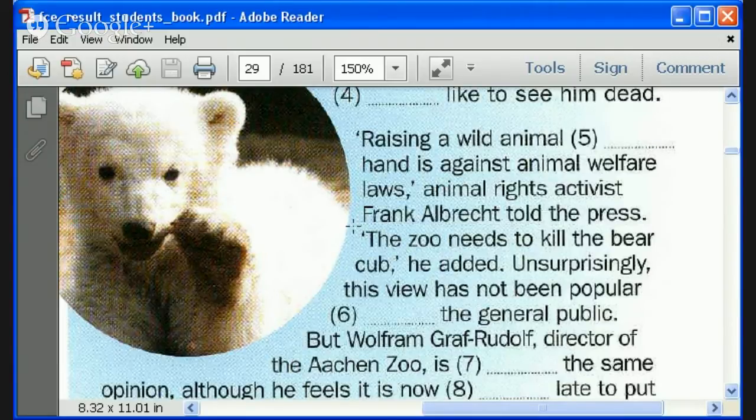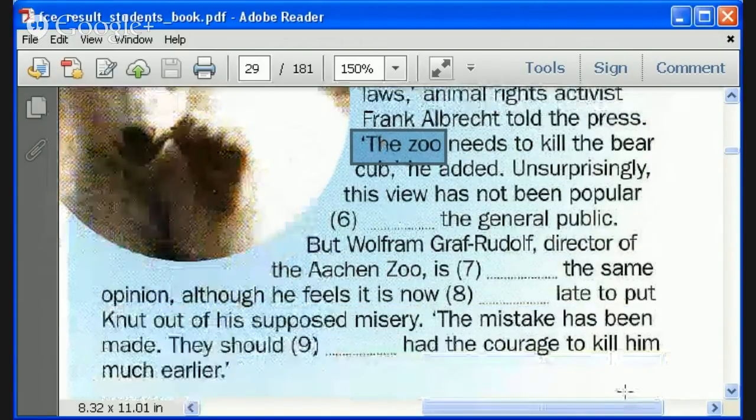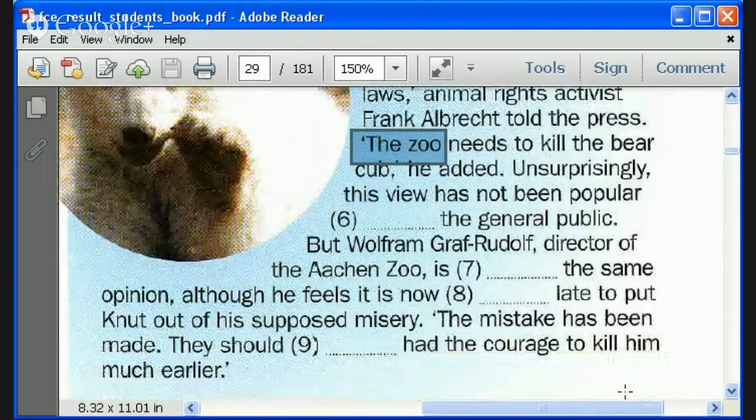All right, let's continue. The zoo needs to kill the bear cub, he added. Unsurprisingly, this view has not been popular among the general public. Ooh, very good. That was very good. Okay, that is the common phrase.